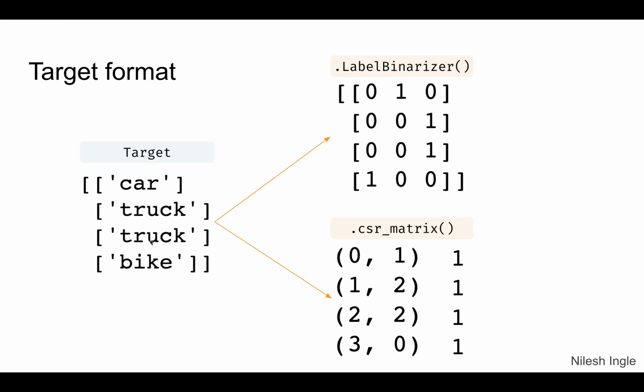Then the next two, we have truck. So the last column would have ones. The first two would be zero. And so we have ones here, zero here. And the last one is bike, which would be the first column. So we have one here and then two zeros right here.